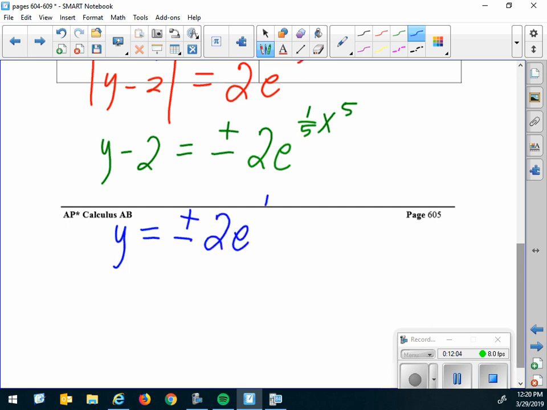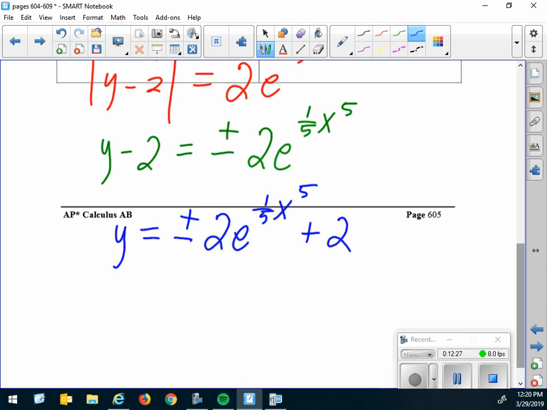2e to the 1/5 x to the 5th plus 2. What does it matter? It looks cleaner. Yeah, you put it in front. But now remember, I'm not finished because this gives me 2 different answers.